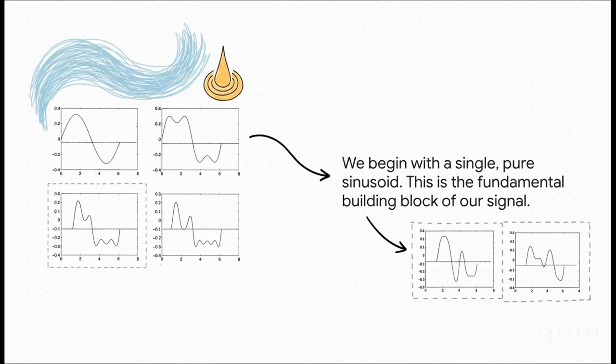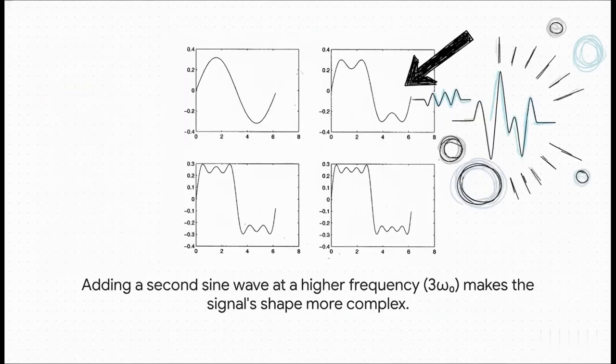Okay, so let's actually see this in action. We'll build it up visually. Here in the top left, we've got one pure tone, just a single sine wave. This is our basic building block. It's clean, it's simple, totally predictable. Now, watch what happens when we add a second sine wave, one with a higher frequency. If you look at the top right graph, you can see the shape immediately gets more complex. It's starting to change. We're already building something completely new from these simple parts.